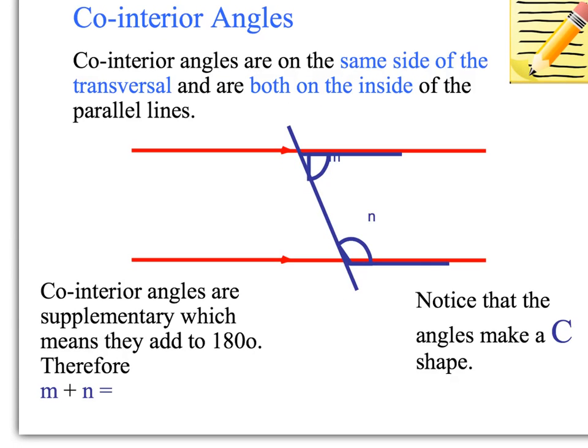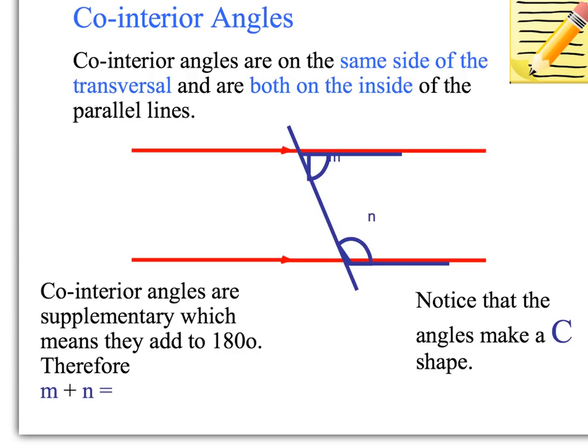Right, another type is co-interior angles, and you can see that these co-interior angles make a C shape here. Co-interior angles are on the same side of the transversal, and they're both on the inside of the parallel lines, so both on the inside. So they are co-interior, on the interior or inside of the parallel lines. That's why they're called co-interior angles.